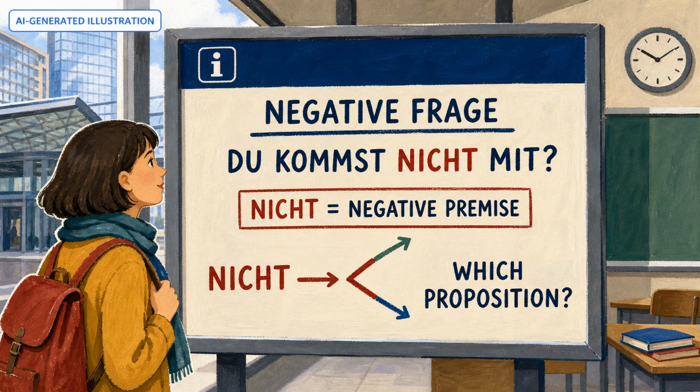Now, put nicht into the question. Du kommst nicht mit? The negative premise is now on the table. You're not coming. To answer, you must decide whether to accept that negative or reject it. The English word yes does not reliably show which proposition you mean.